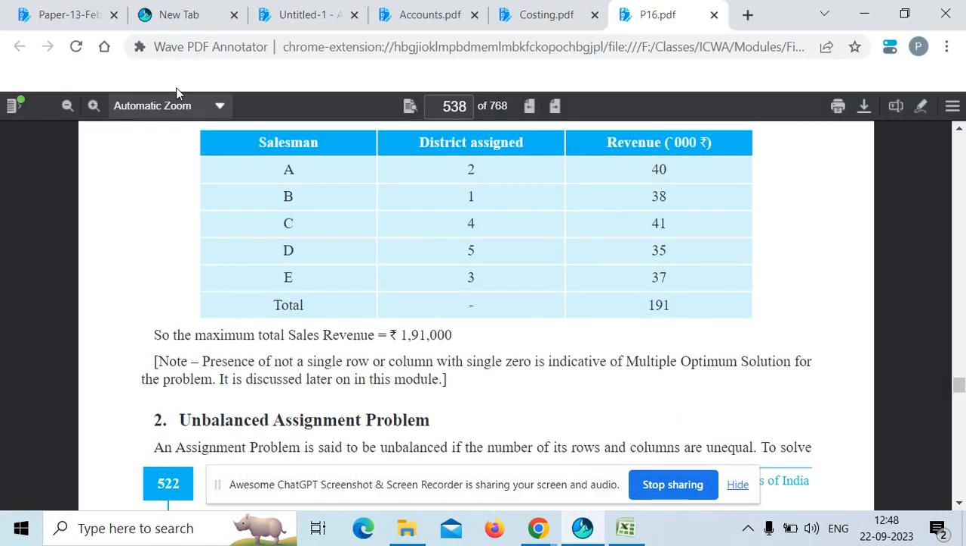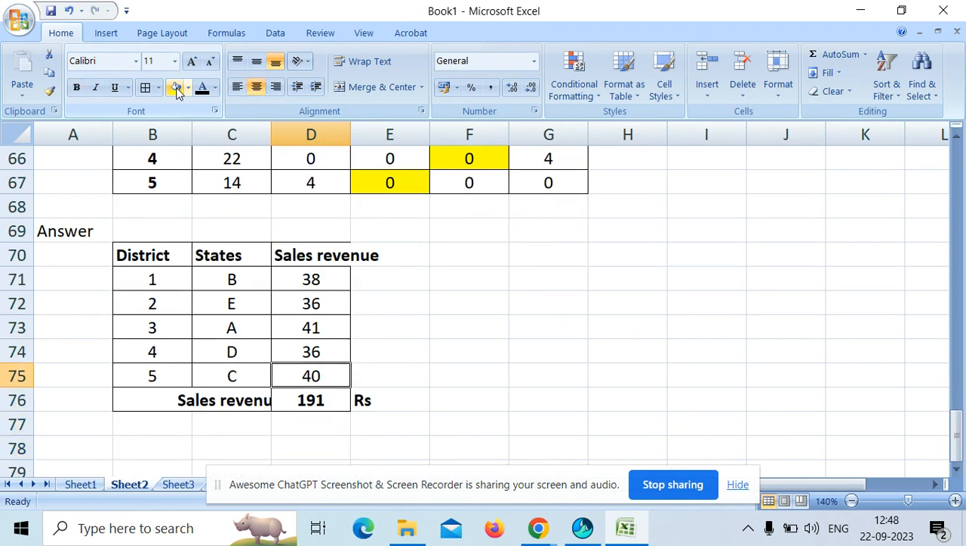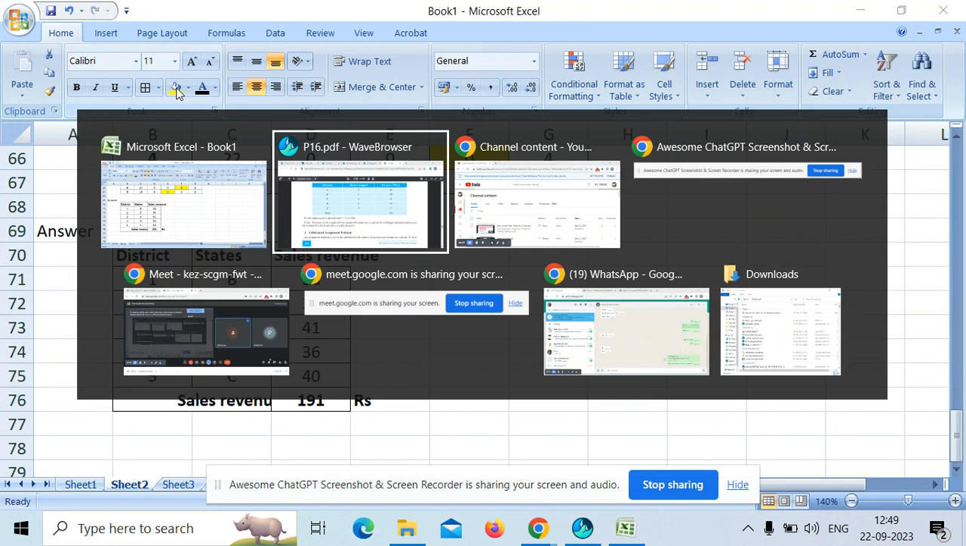I guess my answer is not matching with the book also. 40, 38 is not matching. The allocations are different from the module. B, 40, 91. Even I'm getting 191 only. Okay. Let us take one more question.